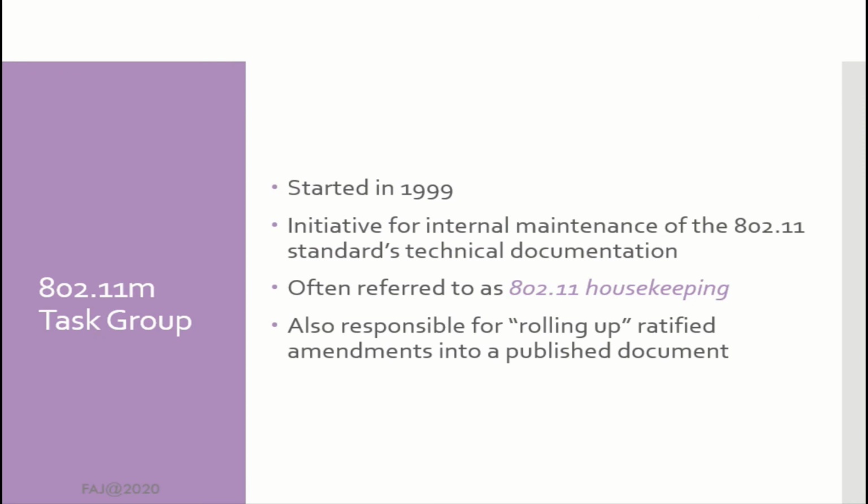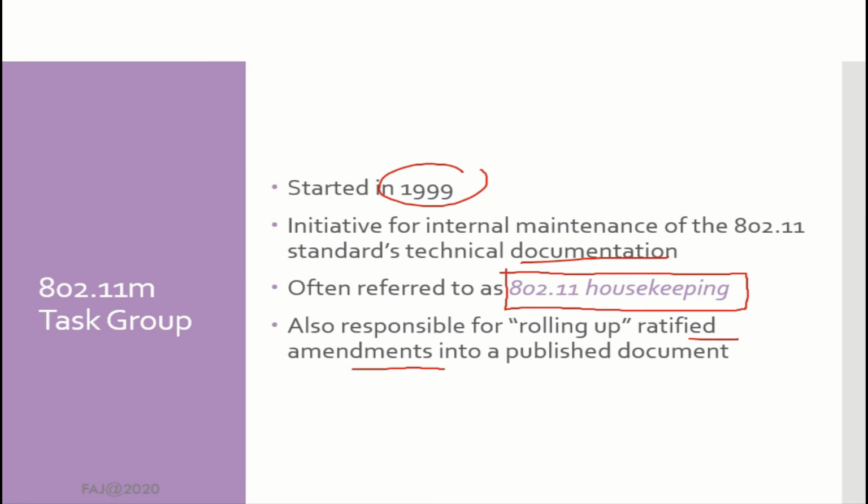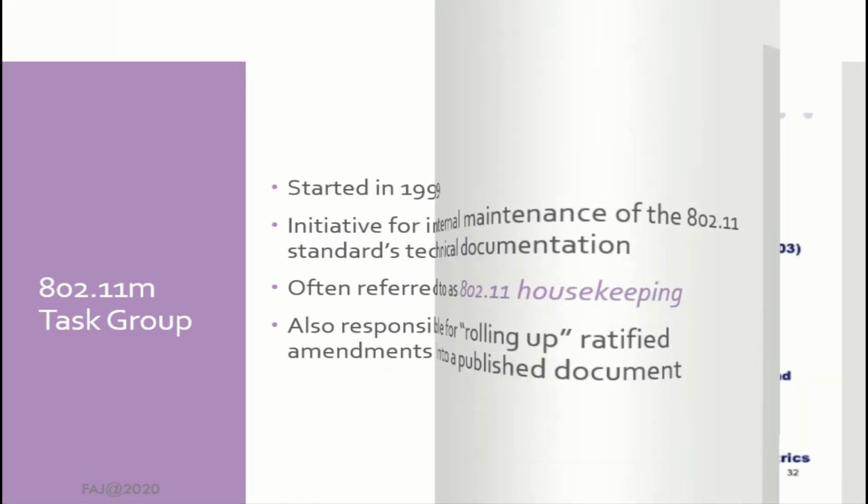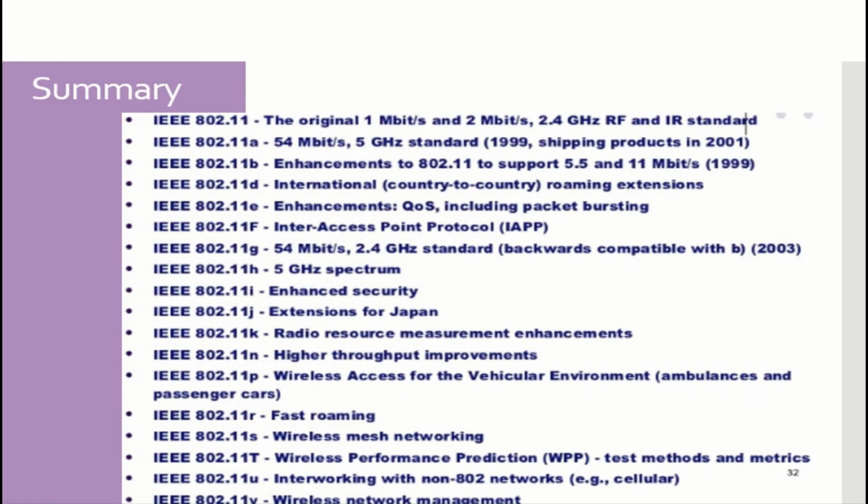The 802.11m task group, started in 1999, is the initiative for internal maintenance of the 802.11 standards technical documentation, often referred to as 802.11 housekeeping. It is also responsible for rolling up ratified amendments into the published document. So these are the summary for the standards.